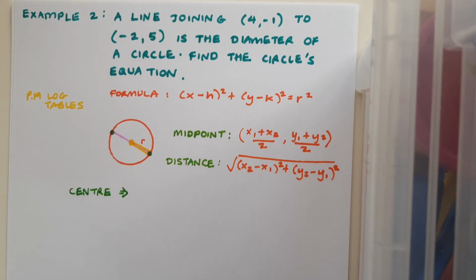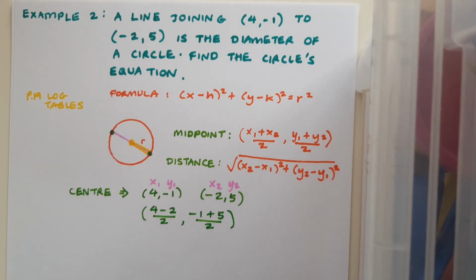Probably not a bad plan to write the 2 points that I'm going to use down first of all and label them before I fill them into the formula. There's my 2 points, and there they are labelled. And now I'll fill those into the midpoint formula. Don't forget with the midpoint formula, each part of it is a separate calculation.